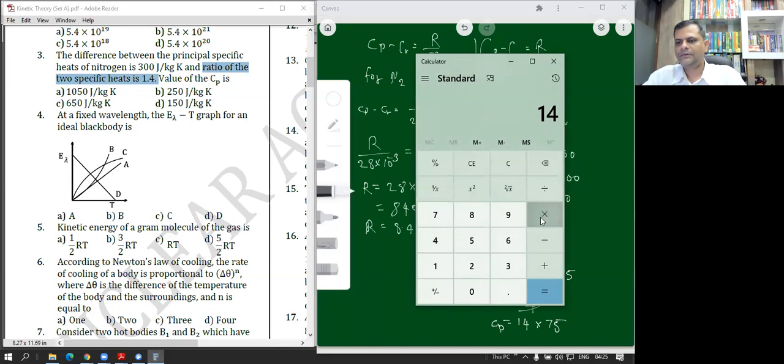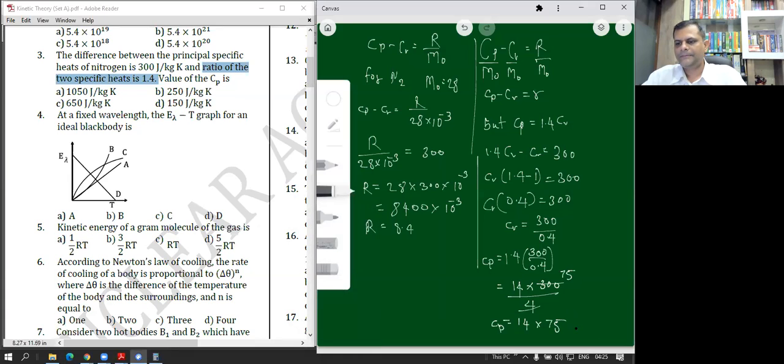1050. Yes, 1050. That is going to be the final answer. Okay, the same unit, joule per kilogram per Kelvin. Okay, so this A will be the correct option here.